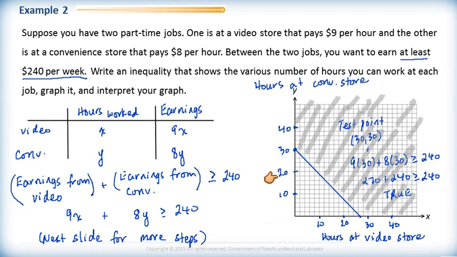Now, there is a bit of a reality check here because there are only 168 hours in a week and you have to sleep and eat for some of them. So you wouldn't be able to necessarily work, for example, 70 hours at the video store and 60 hours at the convenience store. You probably just wouldn't get enough sleep or time to eat.